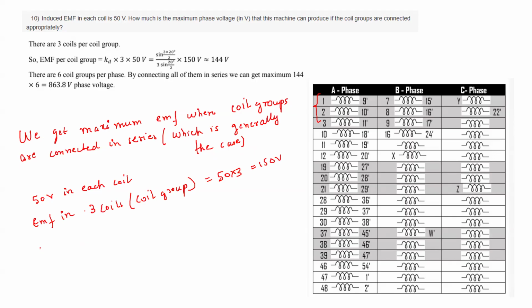So EMF due to distribution factor is 50 into 3, 150 into Kd, which you can find.